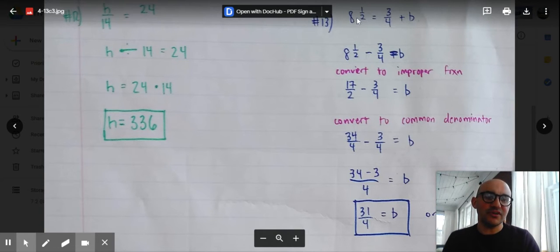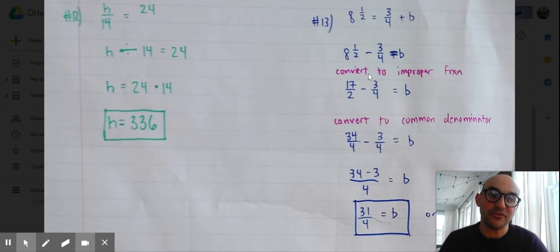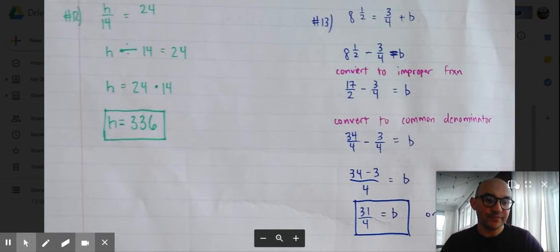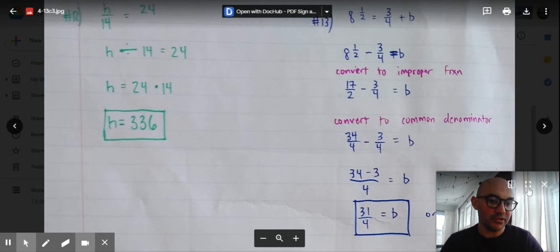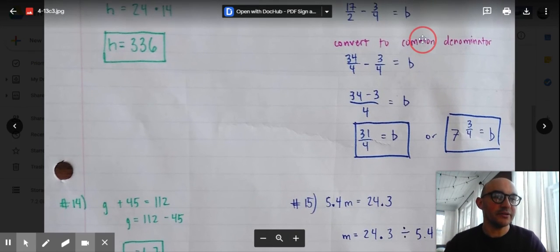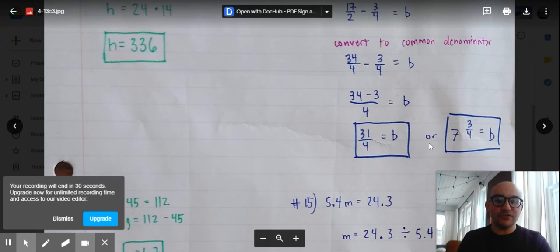Here, number 13, we've got 8.5 equals 3/4 plus b. So I'm going to subtract 3/4. I need to convert to an improper fraction before I do my subtraction, but I've got to convert also to a common denominator. So I do that, and there you have it, 34 minus 3 over 4. We get 31 over 4. Let me move myself out of the way, pardon me. Let me just scroll, here we go, problem solved. 31 over 4 can also be simplified to 7 3/4.